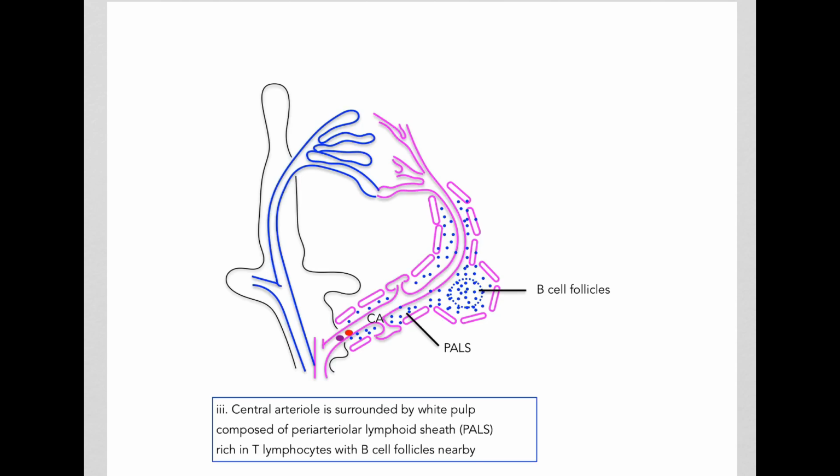The central arteriole is surrounded by this region called the white pulp, and the white pulp is composed of periarteriolar lymphoid sheath, which is very rich in T lymphocytes. So in this area, you can see the little blue dots are T lymphocytes, and there are these B cell follicles that are rich in B lymphocytes. So this white pulp area is very rich in T as well as B lymphocytes.